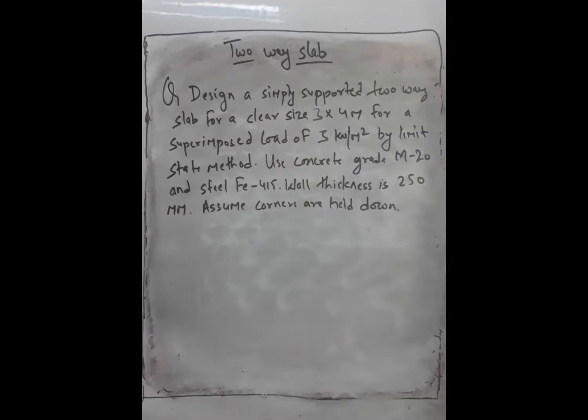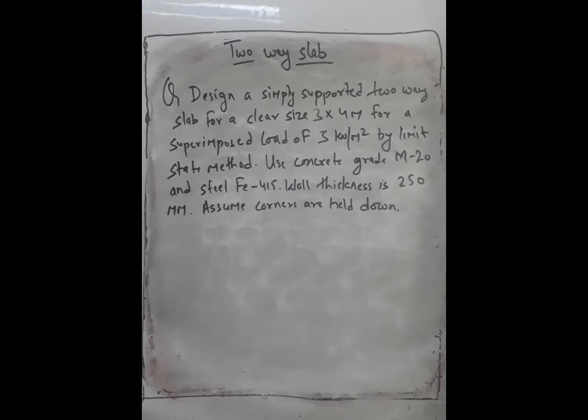This is our lecture number 44. In this lecture we have solved one problem based on two-way slab. In our previous lecture we have solved the problem for the corners-not-held-down condition. Now in this question we have taken corners held down, which means here we have to provide the torsion reinforcement. So this is what we call a restraint slab.